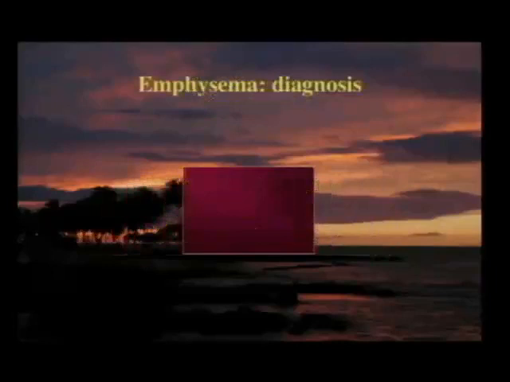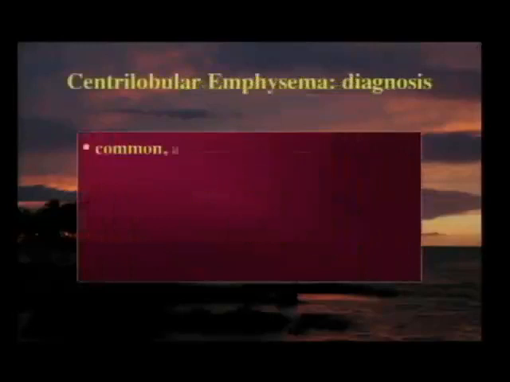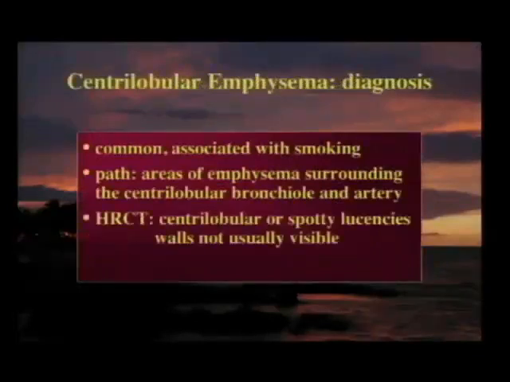Okay, emphysema. We will now move on to something other than nodules. Emphysema is classified histologically as three types: centrilobular, panlobular, or paraseptal. Centrilobular emphysema is common and associated with smoking. Pathology shows areas of emphysema surrounding the centrilobular bronchial and artery.